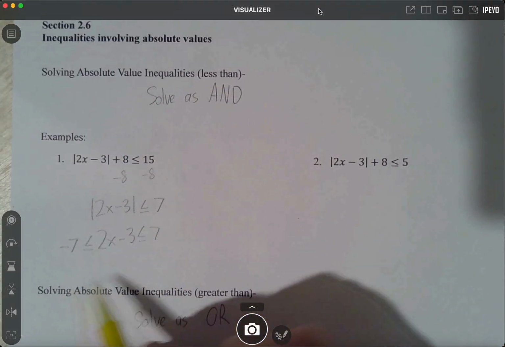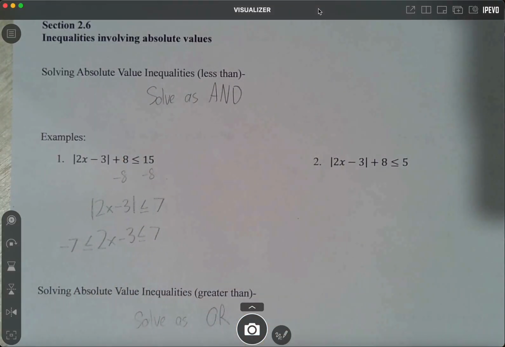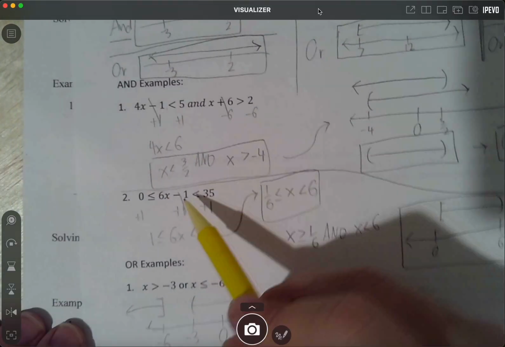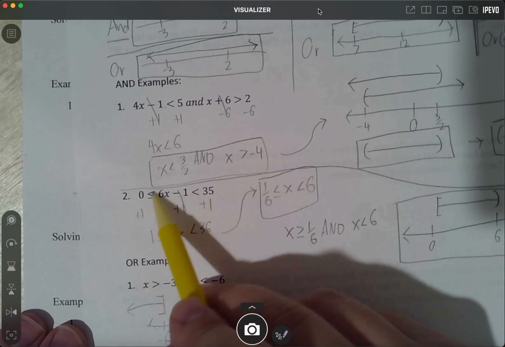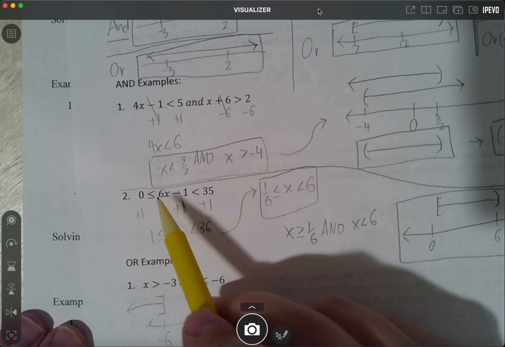Now this looks a lot like, where is it? I've got it somewhere here. There we go. Number 2 from a little while ago, where I had some inequalities sandwiched by these directional inequalities.